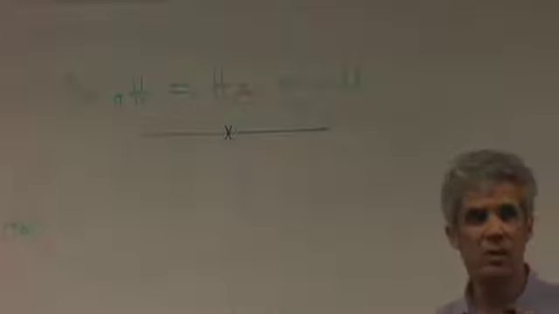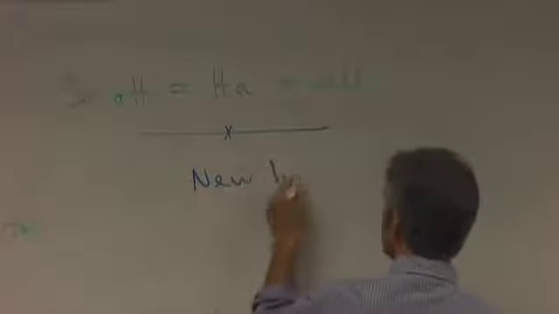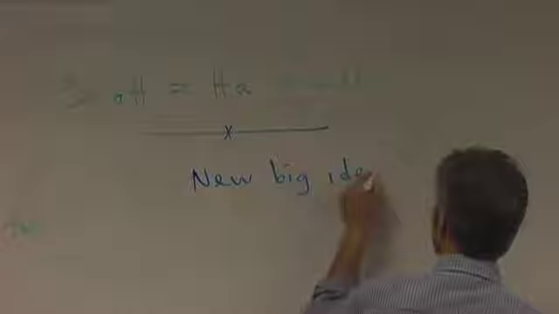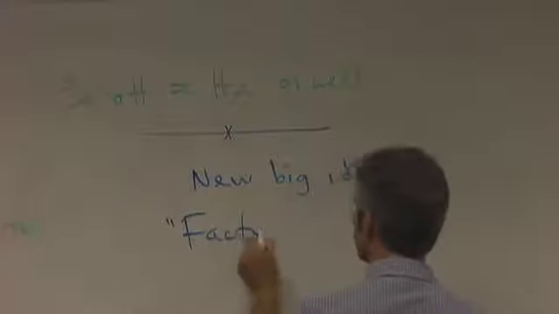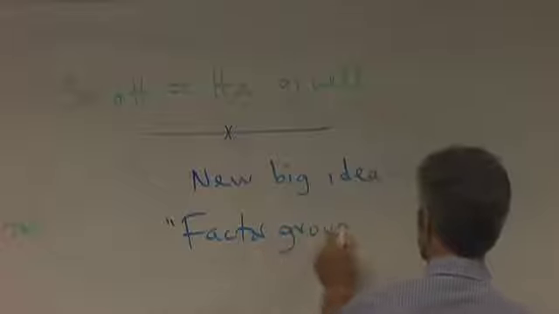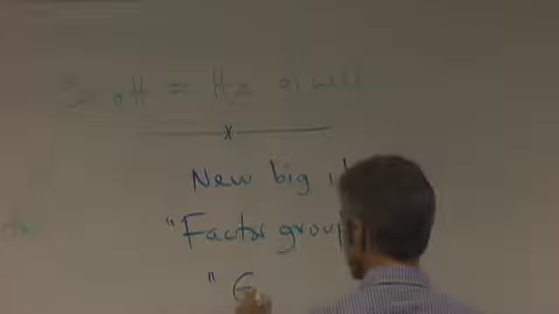And then on Wednesday we'll do the same thing. We'll step back and look at the big picture again. And in the context of it all, we're just going to keep doing computation after computation after computation so that hopefully you start seeing the patterns and start understanding what these structures are that we're going to work with. Okay? So here's the new big idea. These are usually called factor groups. Another phrase for them is groups of cosets.